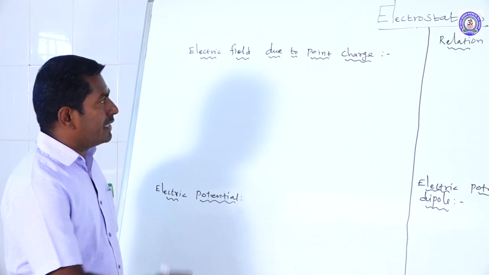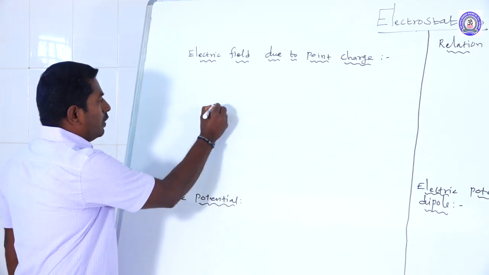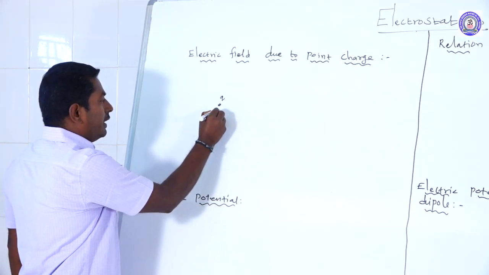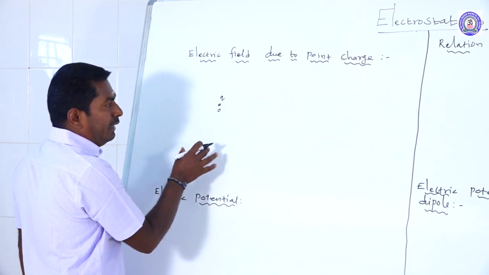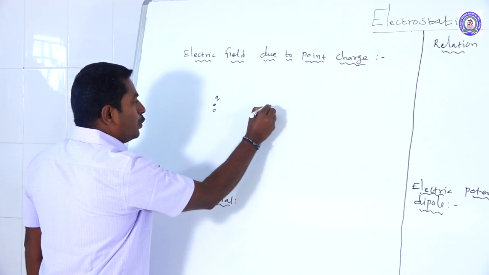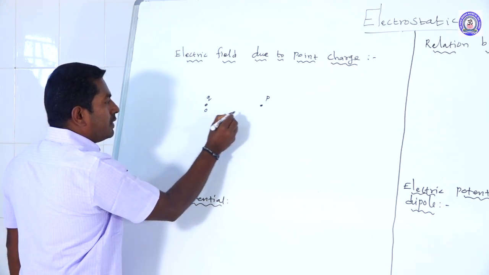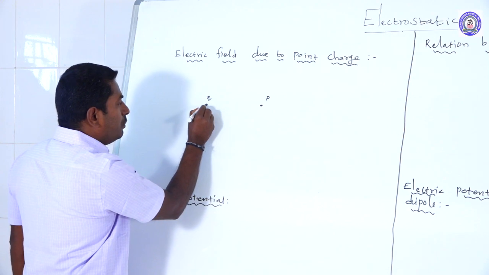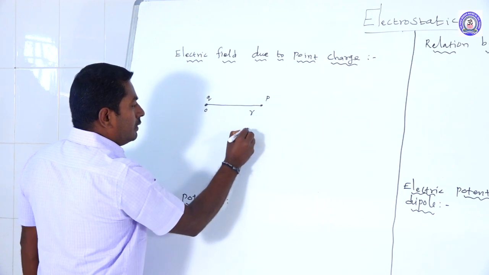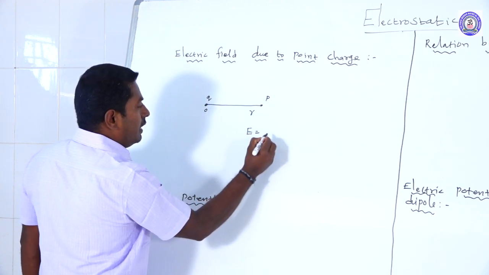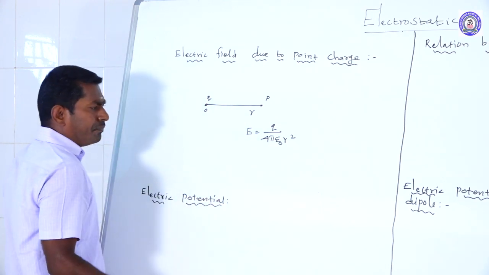So next topic in the electrostatics lesson: electric field at a point due to a point charge. Let us consider one point charge placed at a point O in air medium or vacuum or free space. It will produce an electric field around it. In the electric field, let me assume one point P. Our aim is to determine the electric field at point P due to the point charge. The distance of the point P from the point charge is R. So the electric field at this point P due to a point charge, E, is equal to Q divided by 4 pi epsilon naught R square.